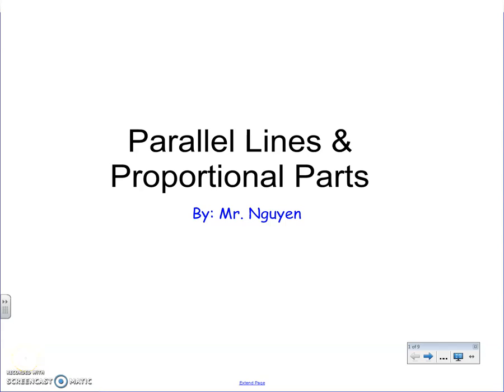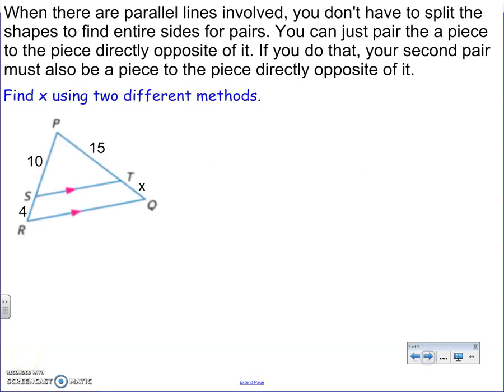This video is about parallel lines and proportional parts. So when there are parallel lines involved, you don't have to split the shapes to find entire sides for pairs. You can just pair the piece to the piece directly opposite of it. If you do that, your second pair must also be a piece to the piece directly opposite of it.